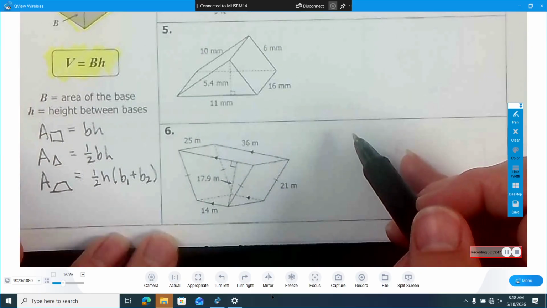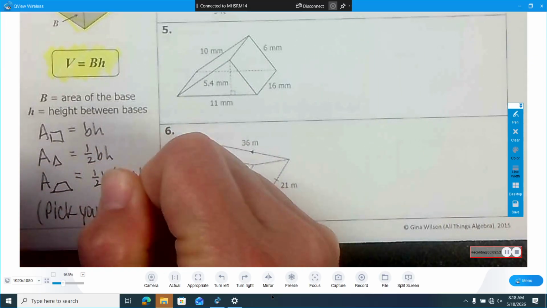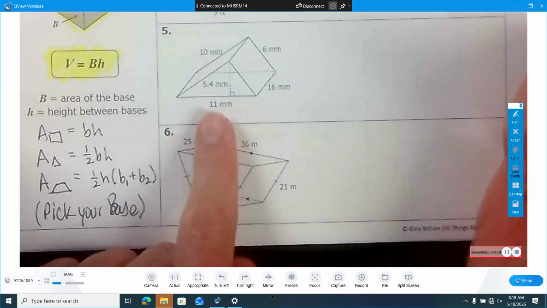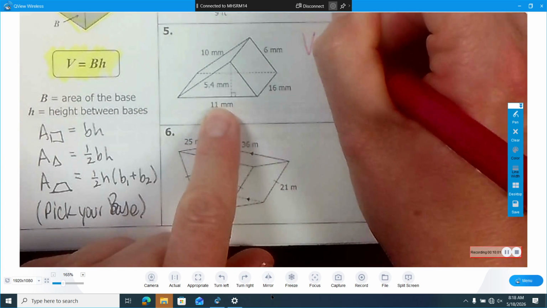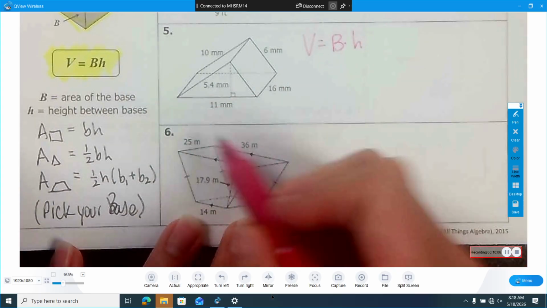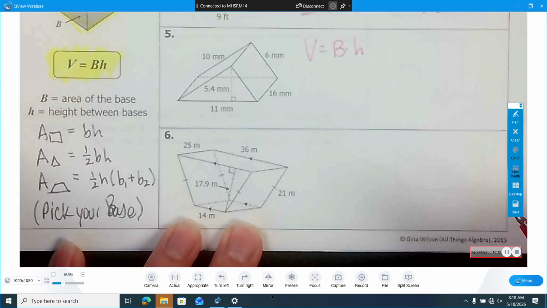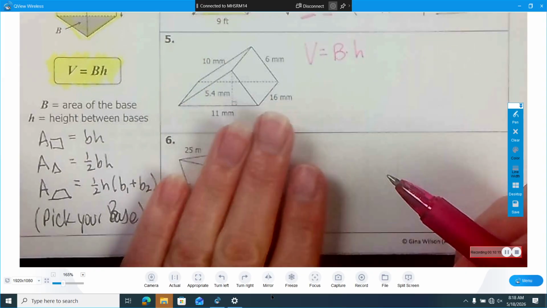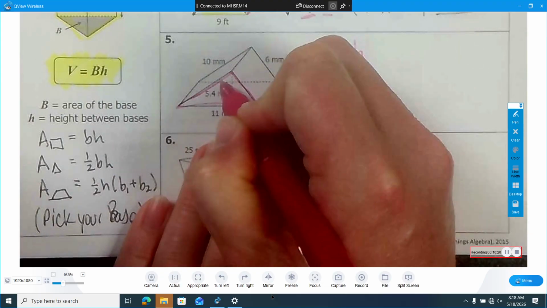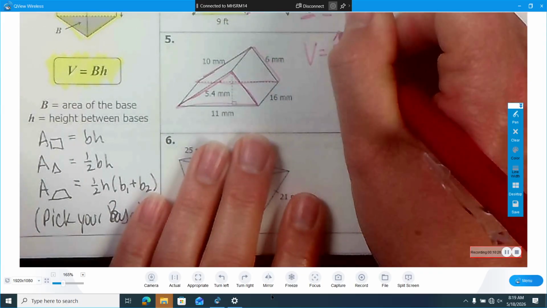So one thing that you can do is say, hey, pick your base. Pick your big base. And so like when I look at this one, I know volume is big base times the height between the bases. And what we can do is say, hey, in this figure, on number 5, what shape is the base? Triangle, yeah. And so we have this triangle shape. That is the base. There's a matching one on the back side there. And so we know that that base is a triangle.